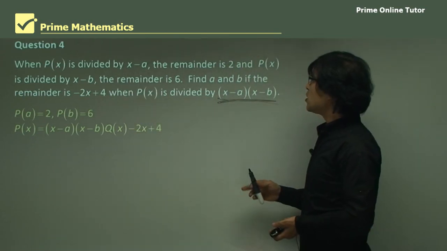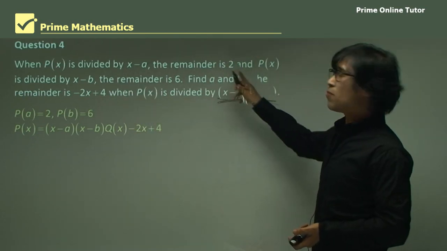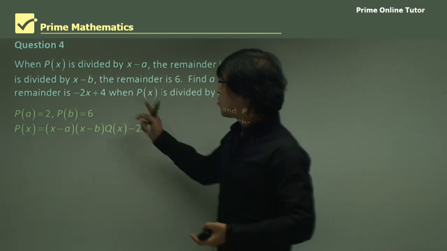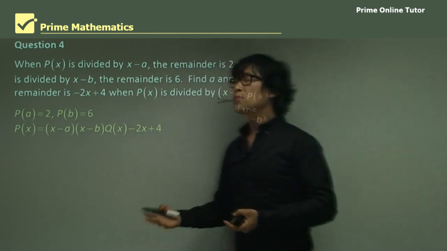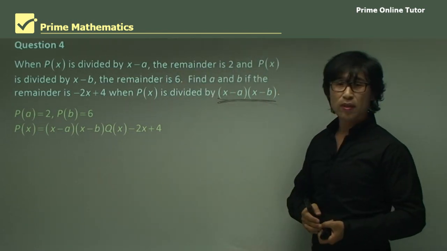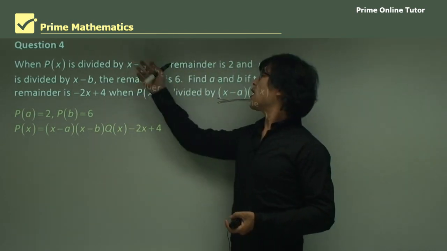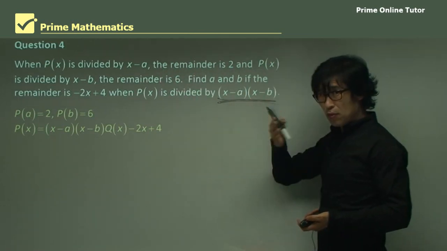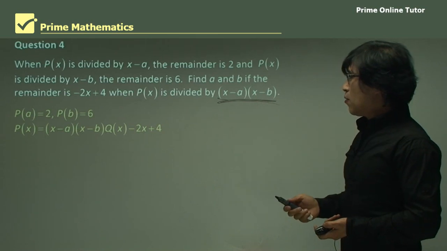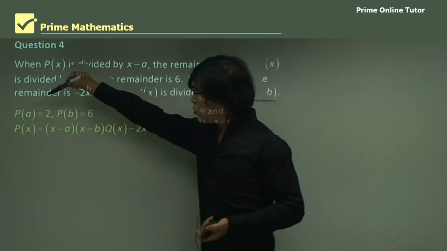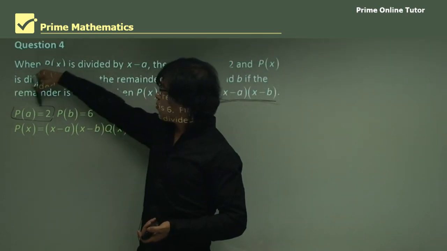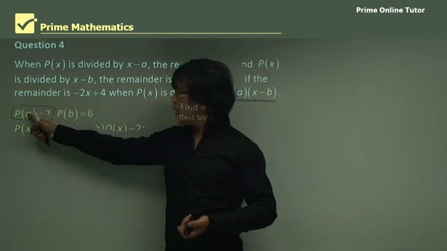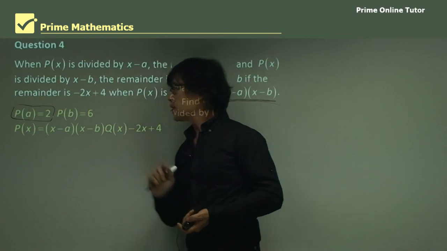All you need to do is to find out the a and b values. This question does not ask you to find the remainder because the remainder is given, but you are responsible to find out the a and b values over here. What are the divisors? What do you want to do? As we did in question three, we're going to use P(a) equals 2. Guys, try to substitute the a everywhere in here. Okay, let's write.